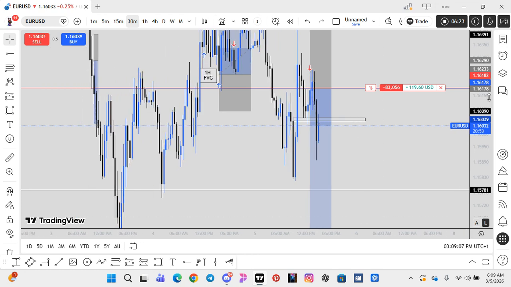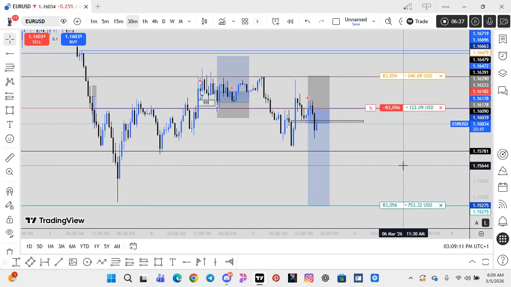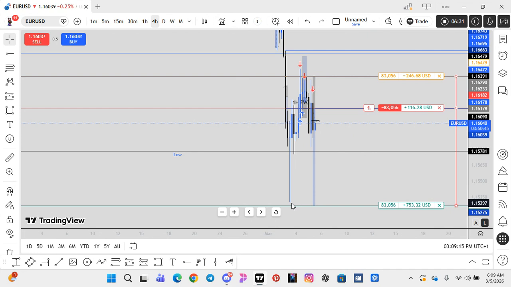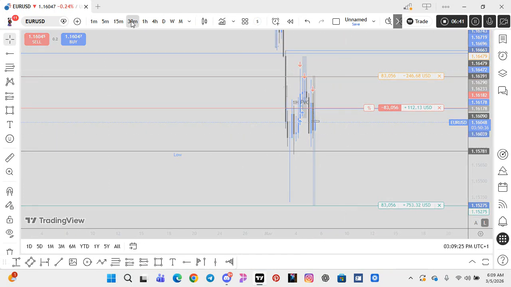So that is it for the day, guys. My full take profit is this low right here, the low of the last swing low that we got, because I think price will actually fall down there. But if you don't get that, it's still fine for the day.